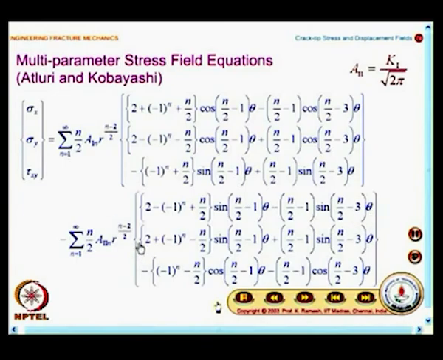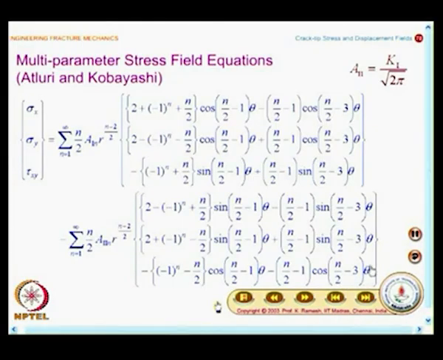and for sigma y it is 2 plus minus 1 power n minus 1 by 2 n by 2 multiplied by sin(n by 2 minus 1)theta plus (n by 2 minus 1) sin(n by 2 minus 3)theta minus of minus 1 power n minus n by 2 cos(n by 2 minus 1)theta minus (n by 2 minus 1) multiplied by cos(n by 2 minus 3) multiplied by theta.